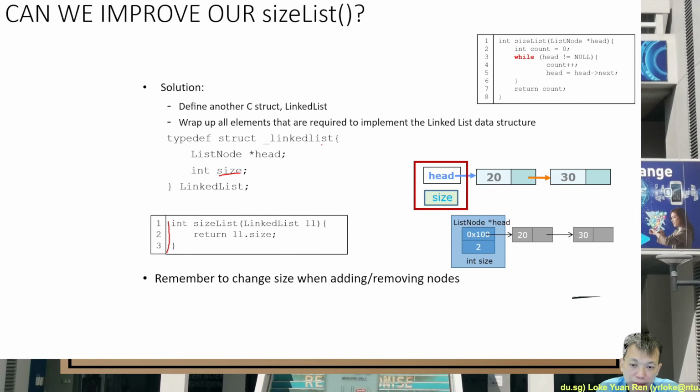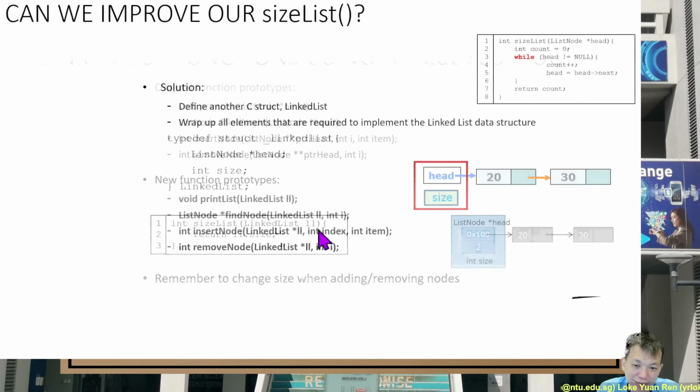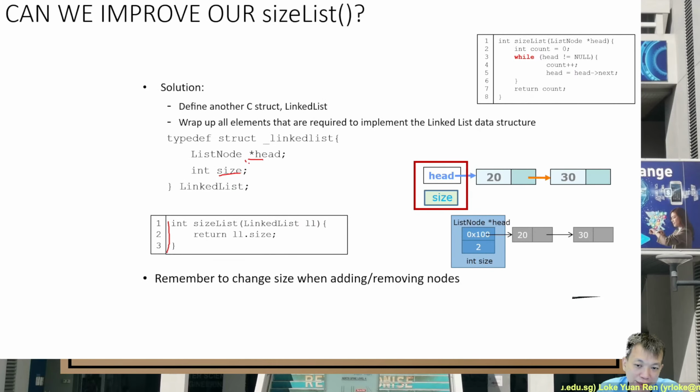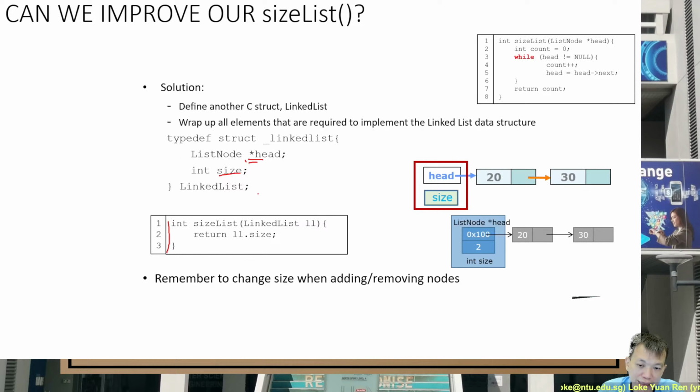And by using this structure, you will find that for print list, originally you passed the head pointer. Now you just need to pass this linked list. In fact, you still pass a pointer. Although there's no pointer shown here, actually inside there's a pointer. Same thing when you insert a node, you pass the pointer of this linked list. But actually it's a pointer to another pointer, because inside this there's another head pointer. So actually it's still a pointer to a pointer.